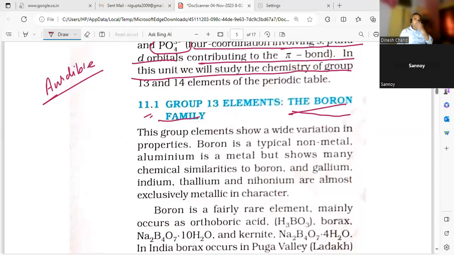Elements are called boron. What can be the reason behind it? Sir, the first element is boron, that is why it is known as the boron group. And the rest of the elements follow a similar configuration like boron. Okay. Now see the next point.